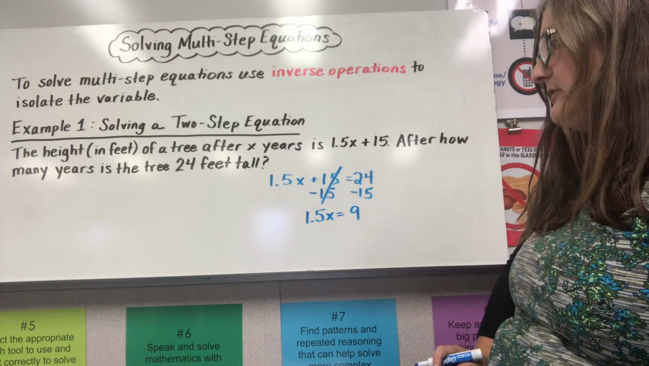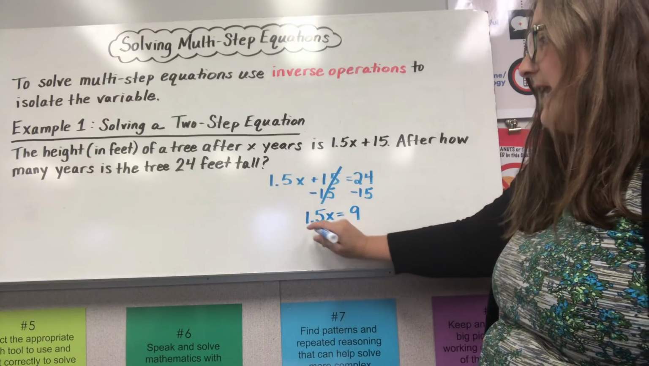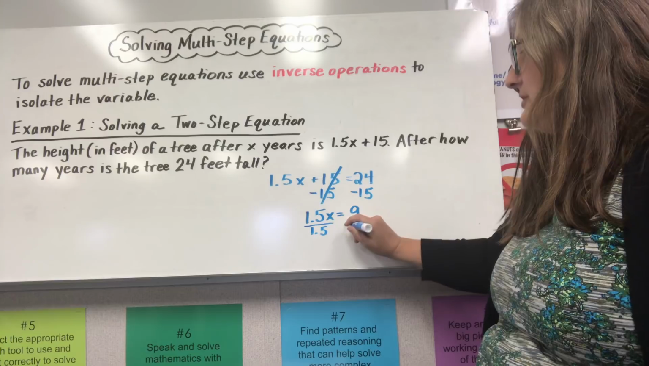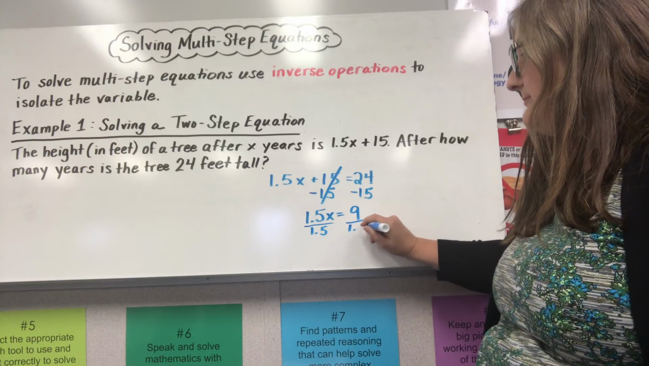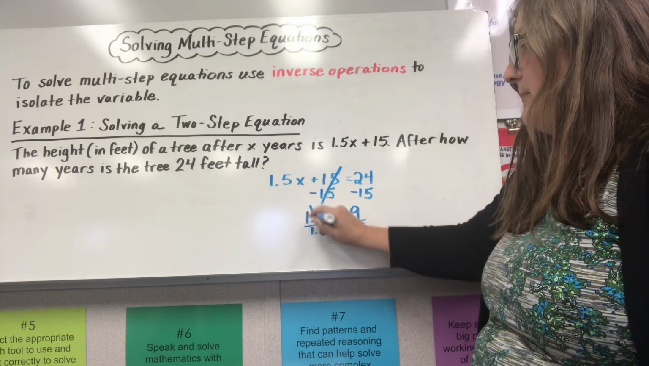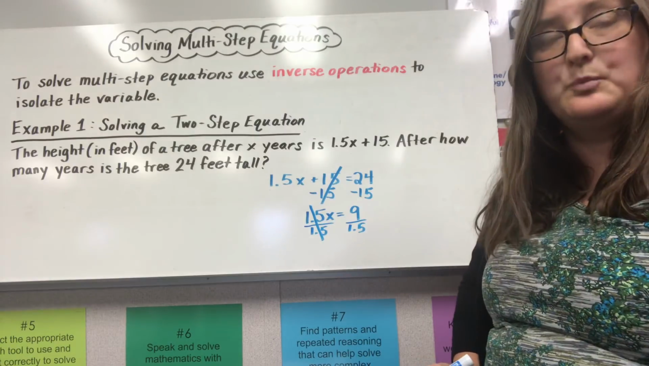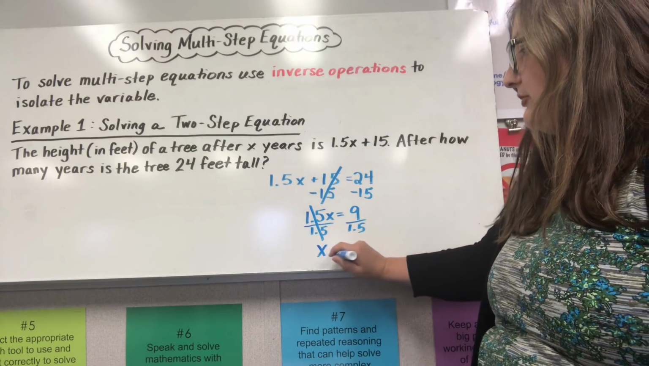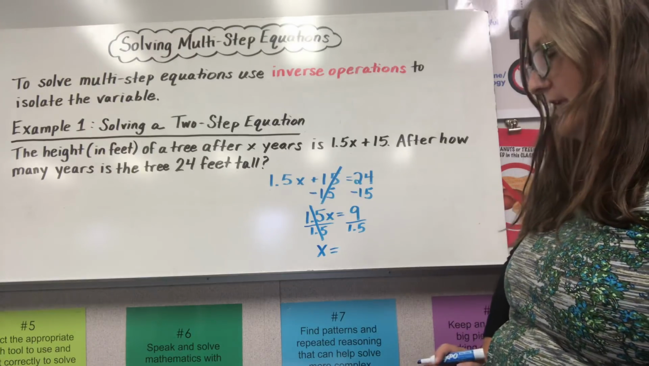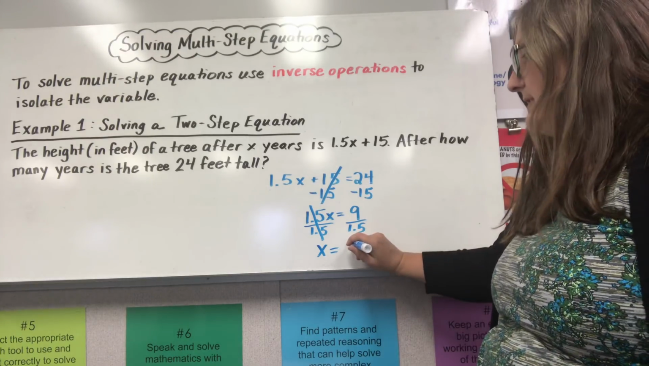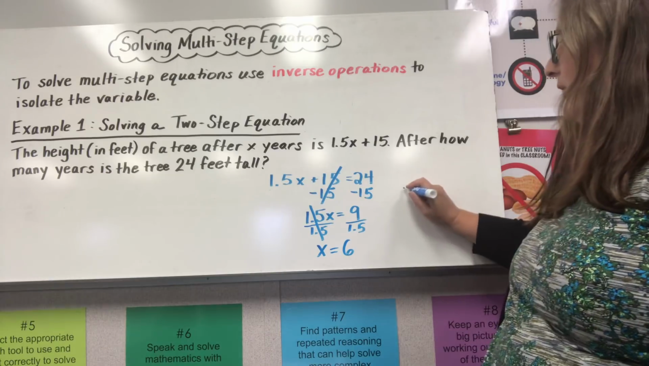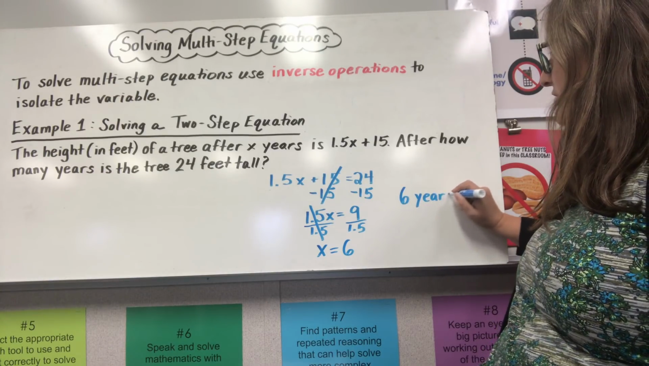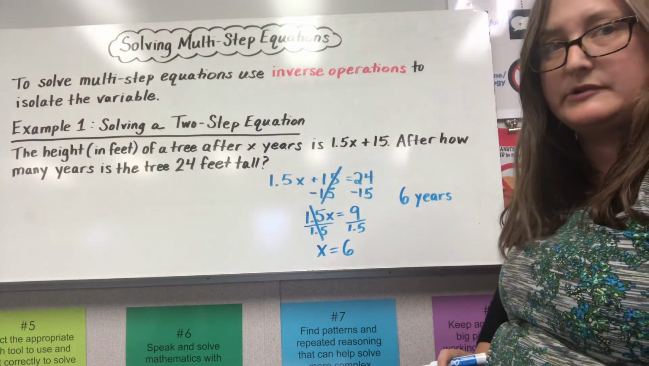So the next thing that I need to do is divide each side by 1.5. The opposite of multiplication, its inverse operation, is division. So 1.5 divided by 1.5 is 1, and 1x is really the same as just writing x. And 9 divided by 1.5 is 6. So the tree is going to be 6 years old when it finally reaches a height of 24 feet tall.